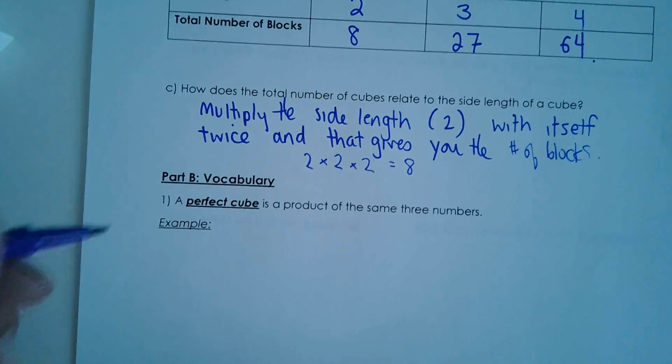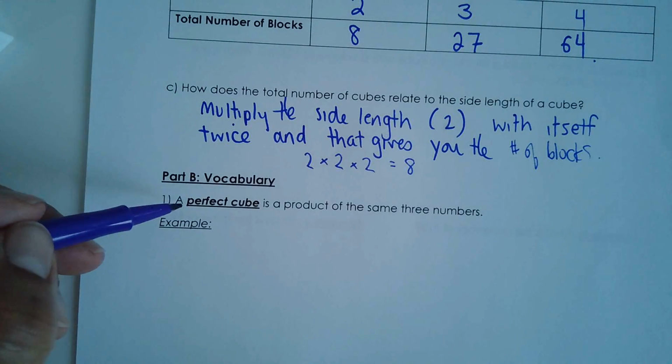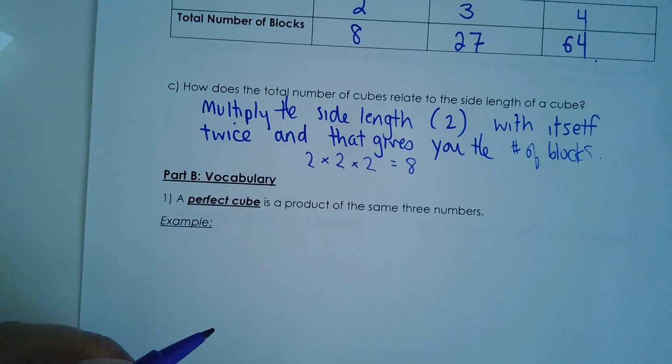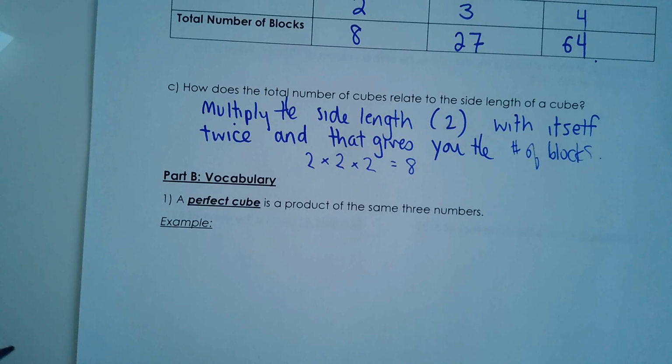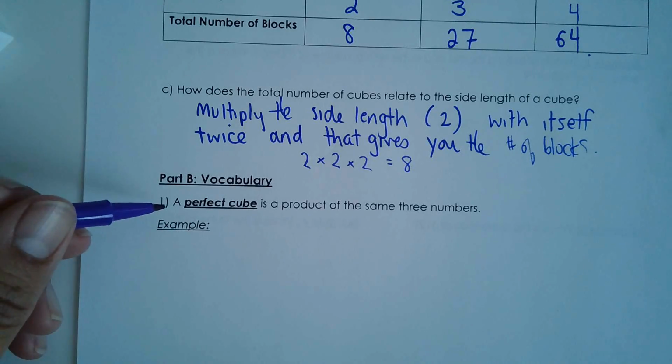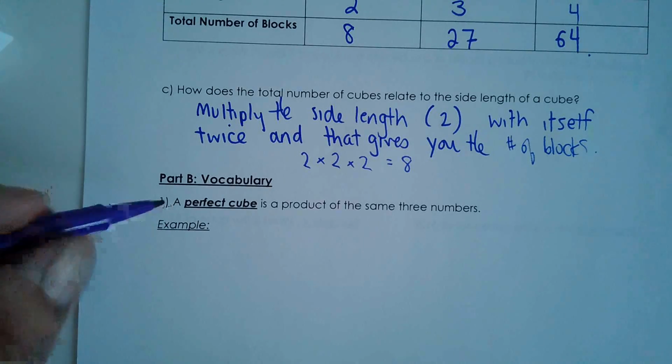So let's go into some vocabulary. A perfect cube is the product of the same 3 numbers. So some examples of perfect cubes, because we've talked about perfect squares in the past. So like 16 is a perfect square because it's 4 times 4. 25 is a perfect square because it's 5 times 5. Now we're looking at examples of numbers that are perfect cubes.